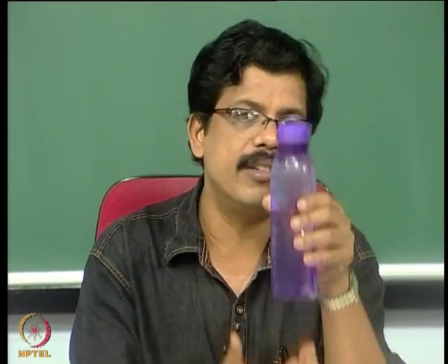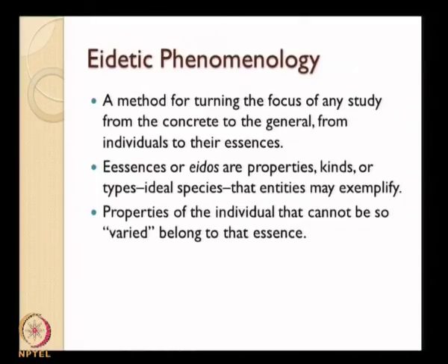So every object might be having a set of properties, but there are certain properties which might change. For instance, if I pour some hot water into this bottle, it will change its shape because it is made up of plastic, all of us know that. So the shape is not something which is invariable, the shape is something which can change, even the color of this object can be changed, but there is something which makes it a water bottle in spite of the color, shape and other things which are varied. So properties of the individual that cannot be so varied belong to the essence of the object.